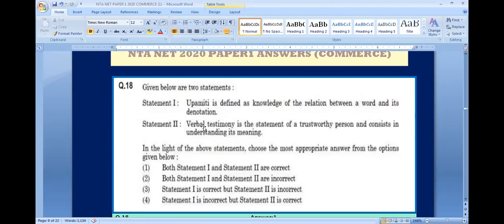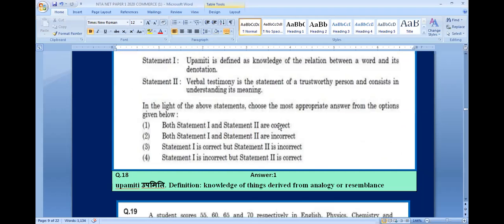Okay, this is the Sanskrit part which we have discussed. Upamiti is defined as knowledge of relation between a word and its denotation. Verbal testimony is a statement of a trustworthy person consisting of understanding its meaning. Both are correct. Upamiti, knowledge of things derived from analogy. Denotation is a type of analogy. And again, the relationship between a word, that is also analogy. Correct?